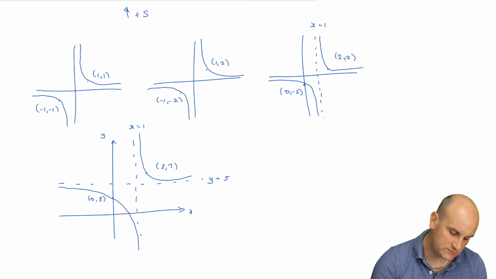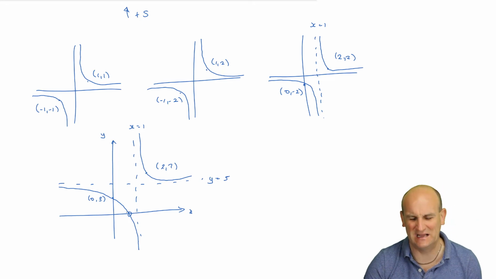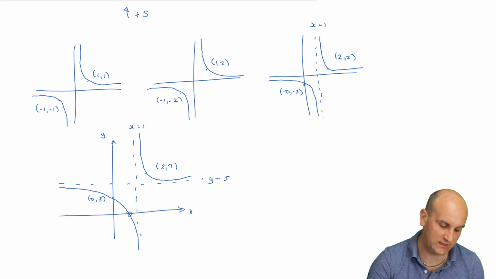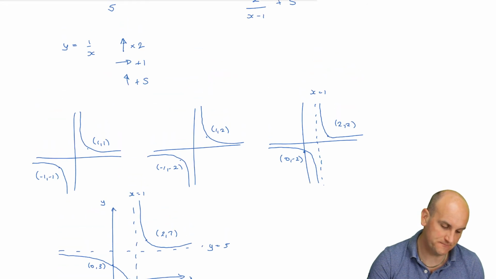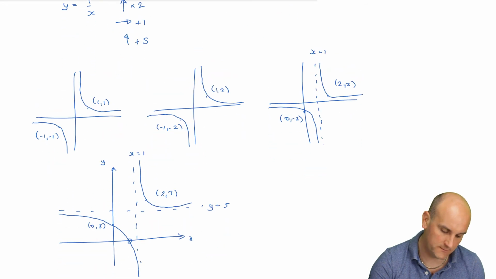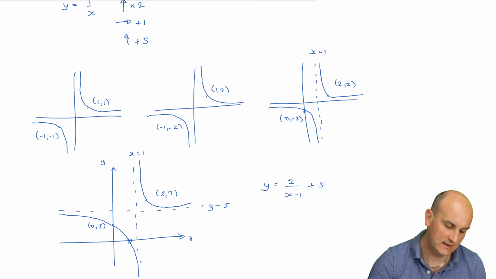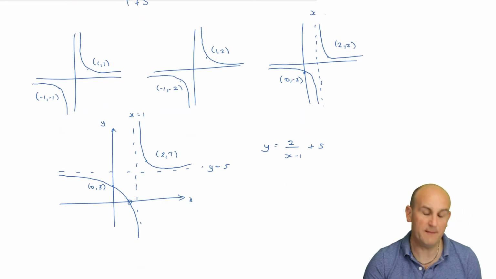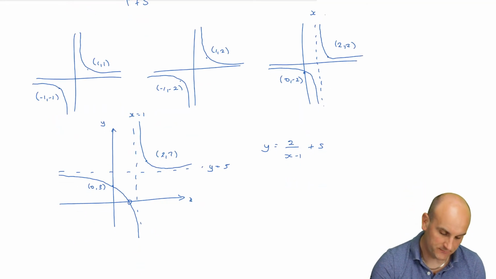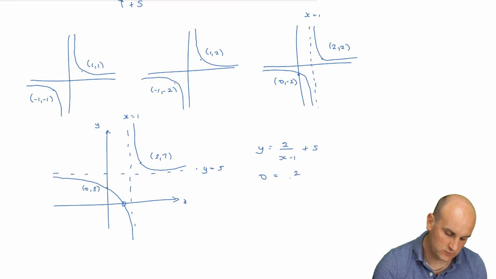Well, what do we notice? We have a point here where my y value is equal to 0. So I'm going to have to go back to my original equation. And it was 2 on x minus 1 plus 5. Can I do this without a calculator? Fairly sure I can. That point there is when y is equal to 0. So we get 0 equals 2 on x minus 1 plus 5.